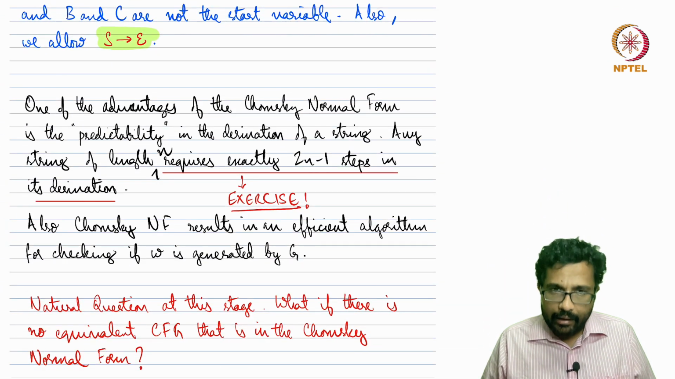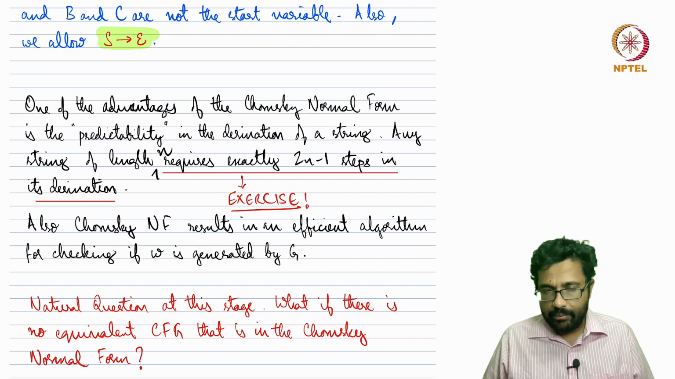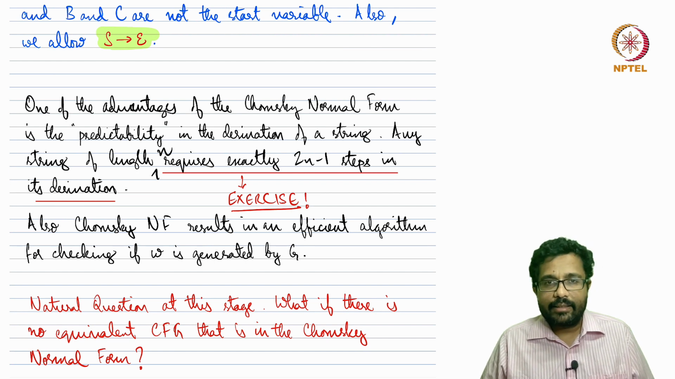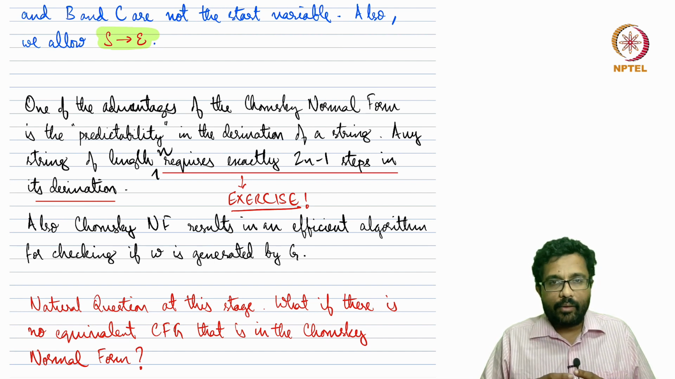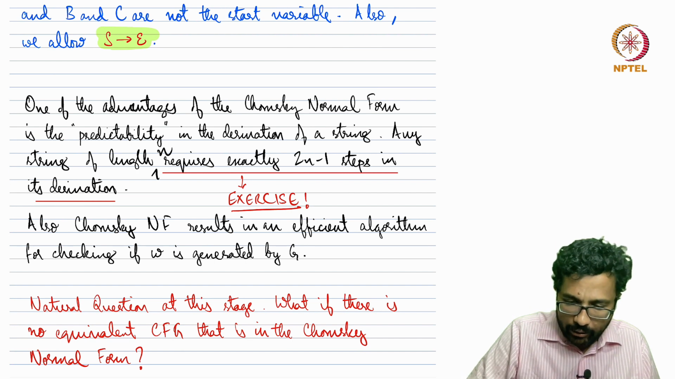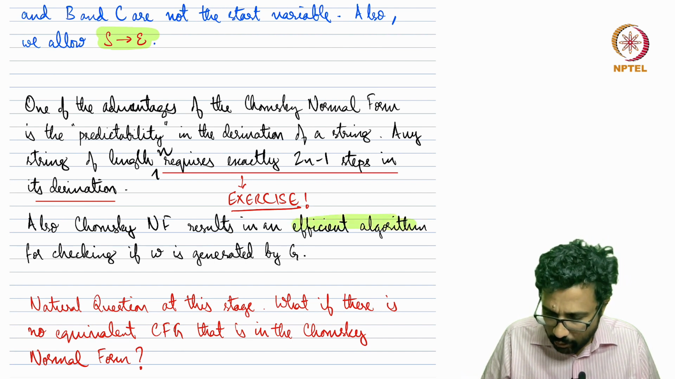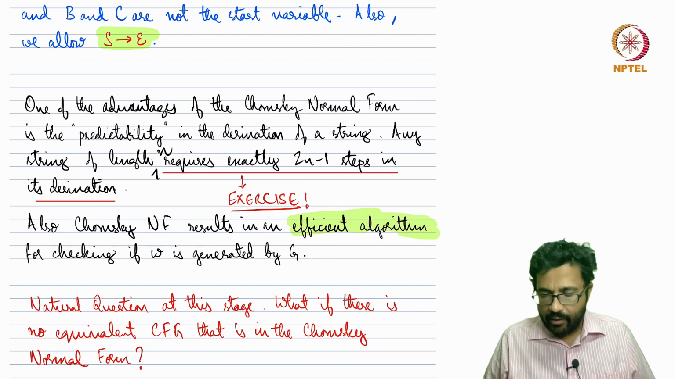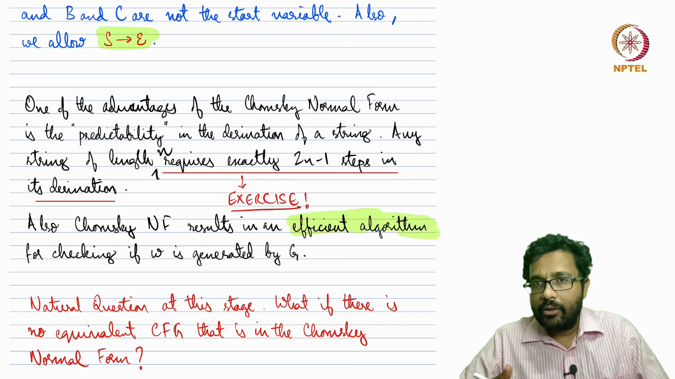And another thing that we will see very shortly, maybe in the next lecture, is that because of the structure, we are able to get an algorithm that can check whether a string is generated by a grammar. So there is an efficient algorithm. This is called the CYK algorithm, which we will see in the next lecture. So these are all the good things about the Chomsky normal form.